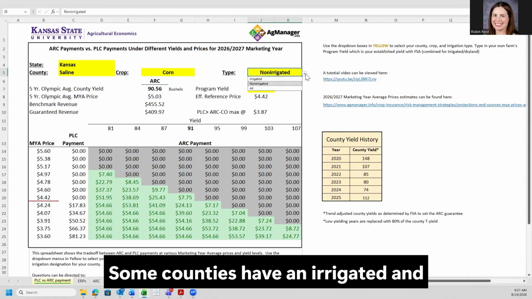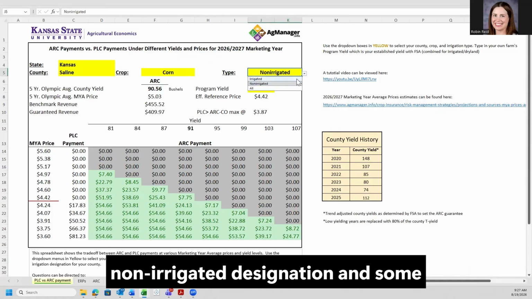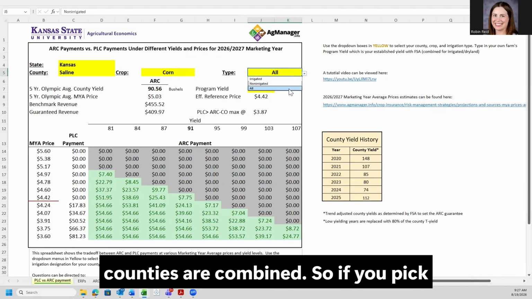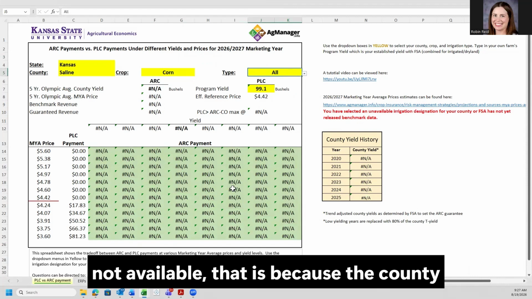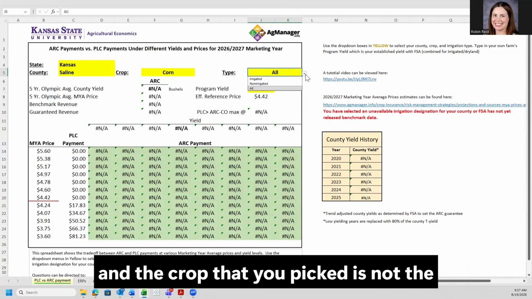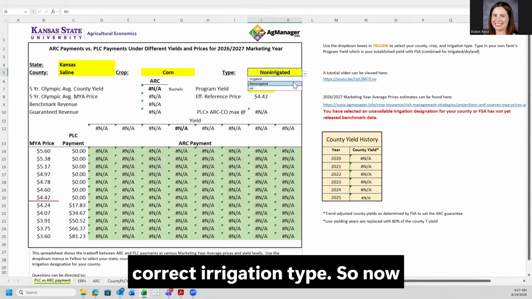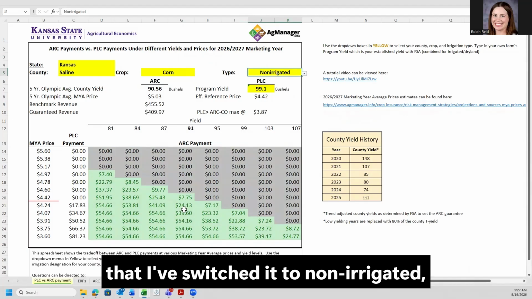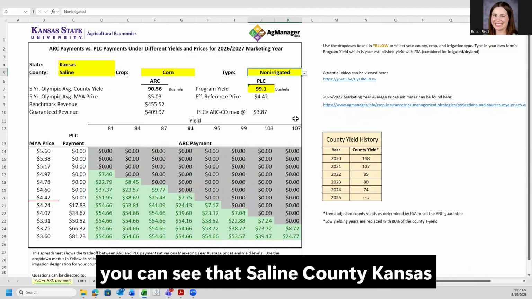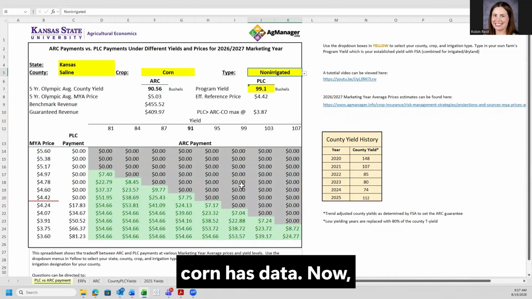Some counties have an irrigated and non-irrigated designation, and some counties are combined. So if you pick an irrigation type and your table goes to not available, that is because the county and the crop that you picked is not the correct irrigation type. So now that I've switched it to non-irrigated, you can see that Saline County, Kansas corn has data.